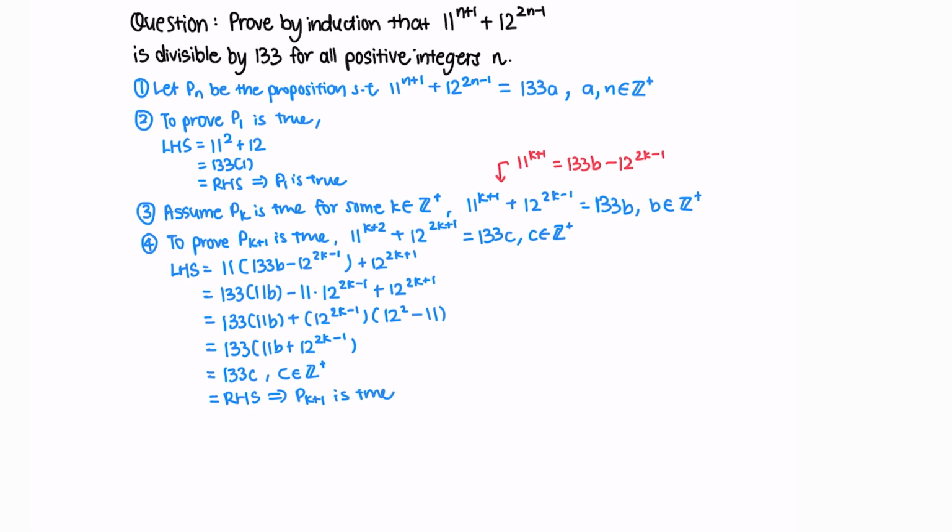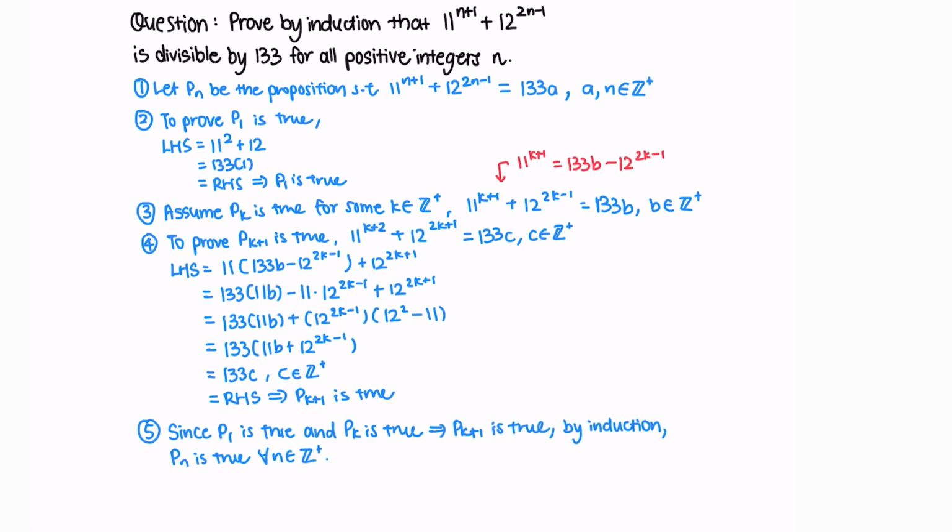Again, you can see that Pk plus 1 is where the bulk of the math is. And for our final statement, we write that since P1 is true and that Pk is true, implying that Pk plus 1 is true, by induction, we can say that Pn is true for all n as a positive integer.